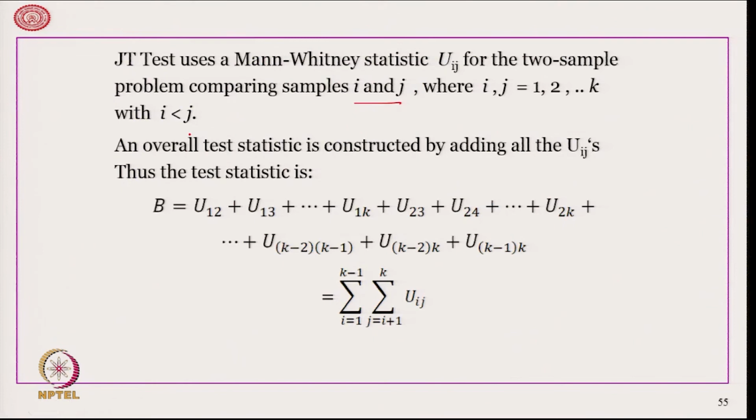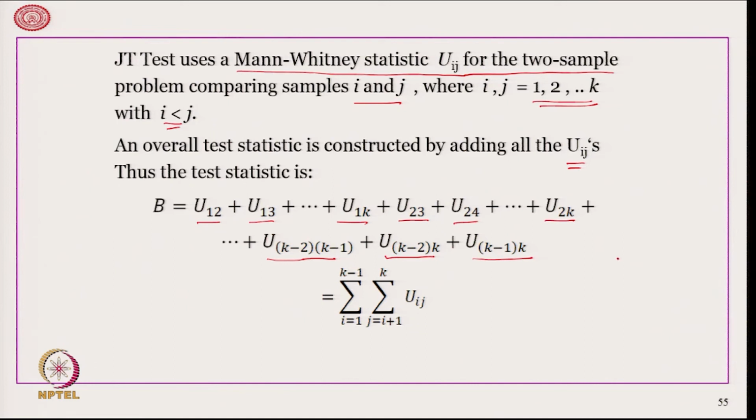Now, the JT test uses the Mann-Whitney statistic U i j for the two sample problem comparing the samples i and j, where i and j belong to 1 to k with i less than j. The overall test statistic is therefore constructed by adding the U i j's in the following way. This is equal to U12 plus U13 up to U1k, plus U23 plus U24 up to U2k, and so on, up to U k minus 2 comma k minus 1, plus U k minus 2 comma k, plus U k minus 1 comma k.